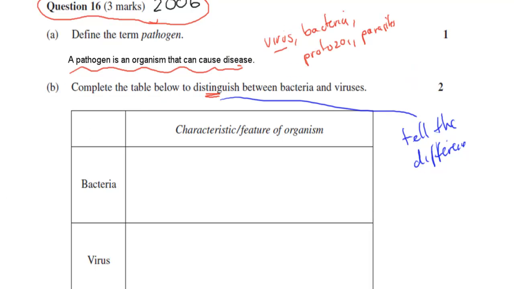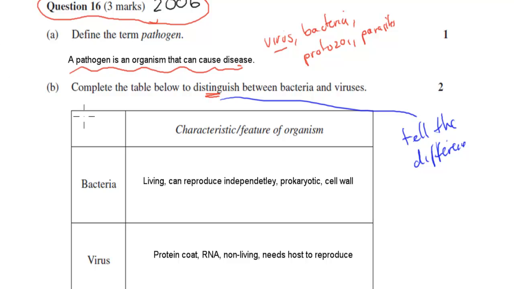And the ones that I wrote down are: bacteria are living, whereas viruses are non-living. Bacteria can reproduce independently, which means they can just do binary fission, whereas viruses need a host to reproduce. Then we have bacteria which are prokaryotic, and viruses are non-cellular, which means they're not cells. Then the bacteria have a cell wall, whereas the virus have a protein coat.